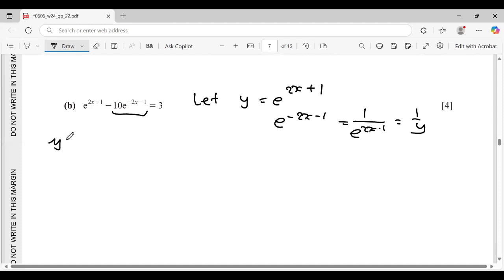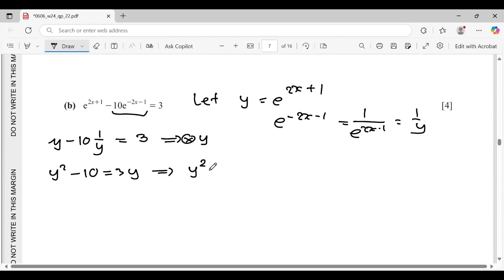So the implication for this equation becomes y minus 10 over y, based on this information, and it's equal to 3. After that, multiply by y. If multiplied by y, it becomes y squared minus 10 equal 3y. So it becomes a quadratic equation: y squared minus 3y minus 10 equal 0.